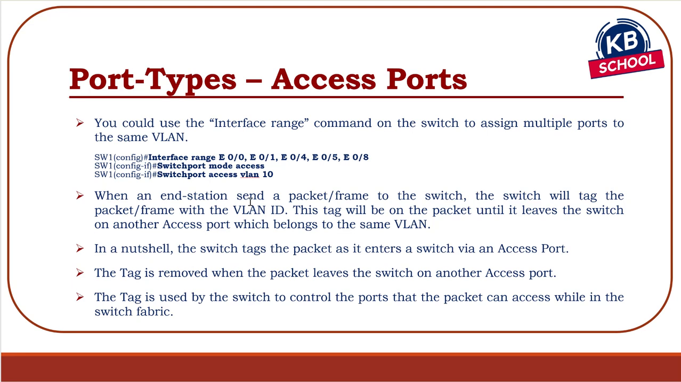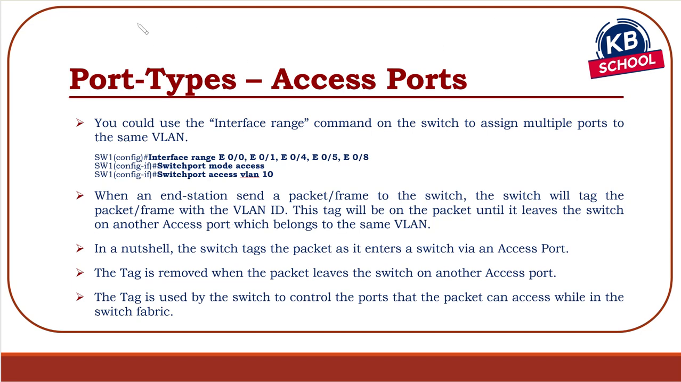When an end station sends a packet frame to the switch, the switch will tag the frame with the VLAN ID. This tag will be on the packet or the frame until it leaves the switch on another access port. If it leaves on another access port, that has to belong to the same VLAN, because it will not be allowed to go to a port that is not in the same VLAN. The switch will remove the VLAN tag.